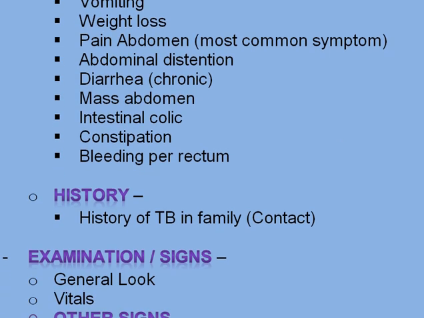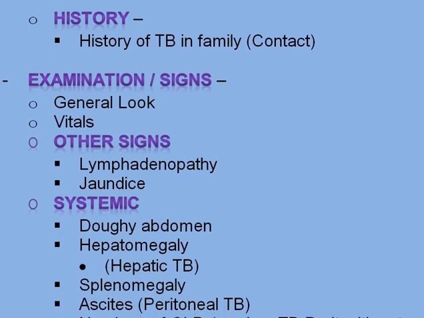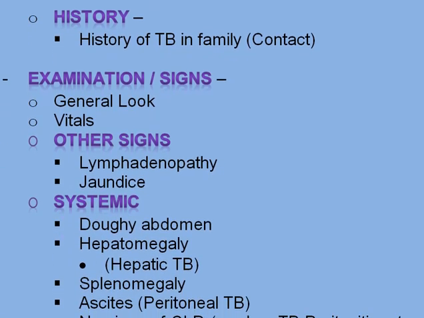Other here will be the history of TB in the family, whereas the other histories will be non-significant in this case. So, the general look: the patient will be sick looking. The vitals can be fever, hypotension, and the respiratory rate will be increased.